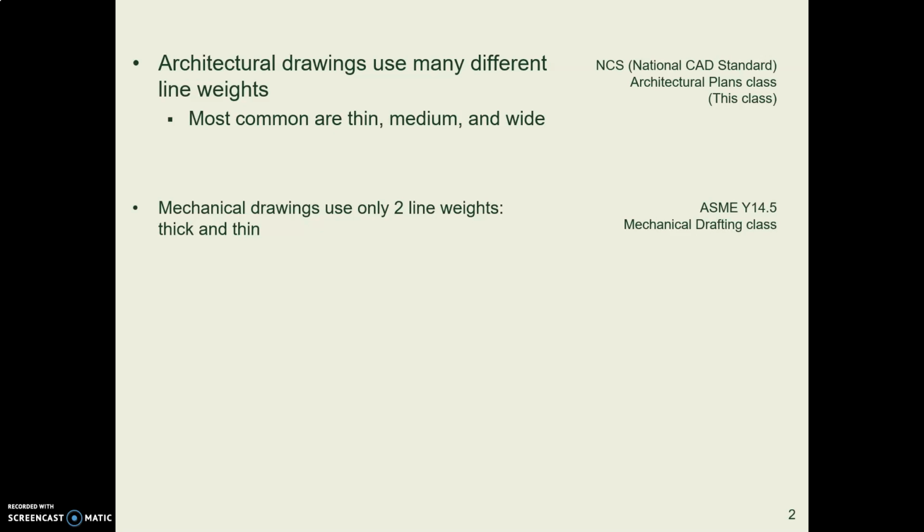Those of you who have studied mechanical drafting might remember that in the mechanical world, life is simple. We just have two line weights, thick and thin. That's it. In the architectural world, we have many line weights.